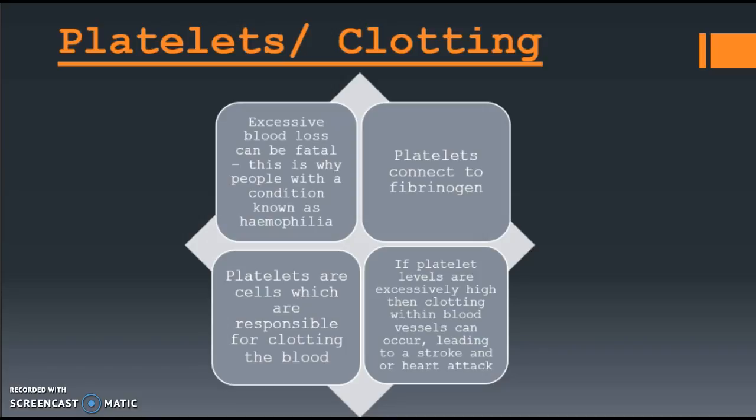So if the body has a low level of platelets, then the clotting may not occur, and therefore the bleeding will continue. If the platelet levels are excessively high, then clotting within blood vessels can occur, leading to a stroke or even a heart attack. So this is why people with a history of cardiac problems are often prescribed medication to keep the blood thin and to minimize the risk of clotting within the blood vessels.